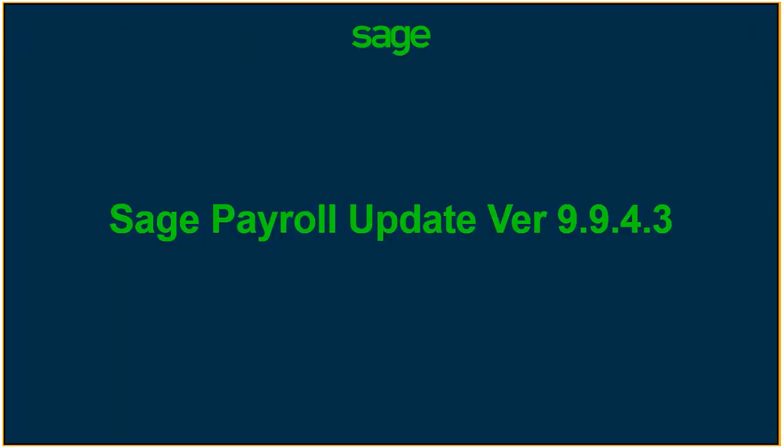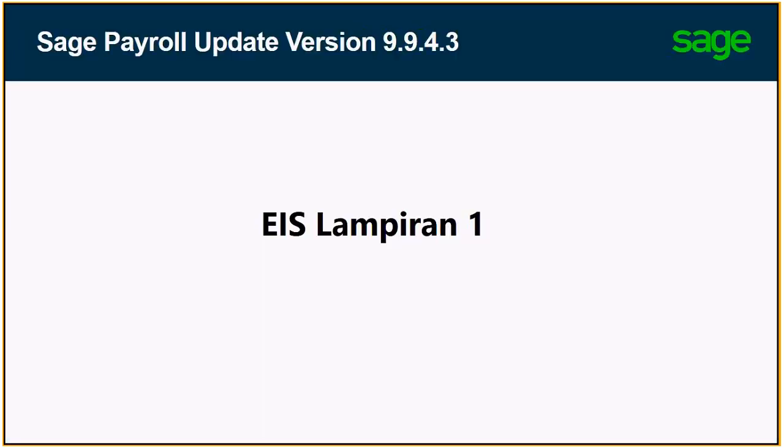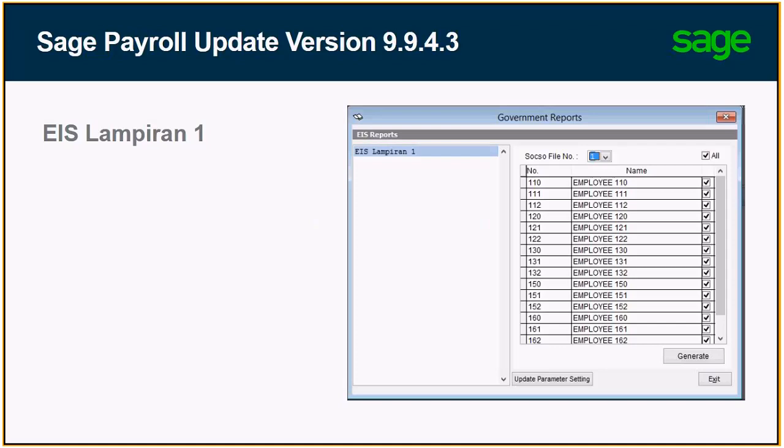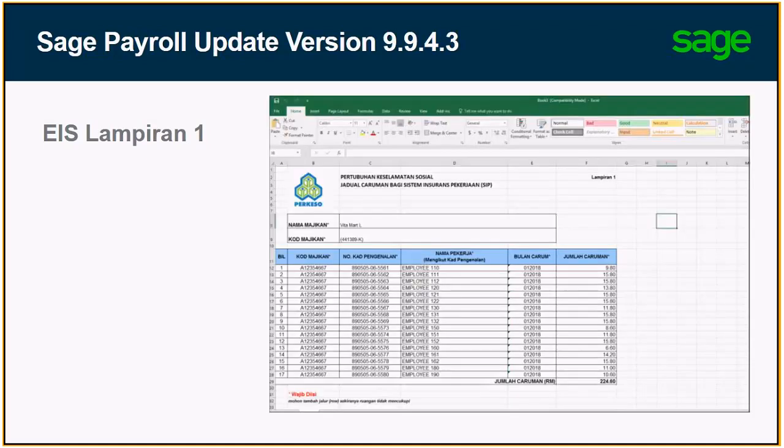Now we also released the latest version 9.9.4.3 on the 8th of Feb. In this version, we have made the EIS Lampiran 1 available, because we just received this information last week. So now it's available. Once you generate this Lampiran 1, it will export to the Excel format following the format given by Perkeso itself. So it will look something like this.